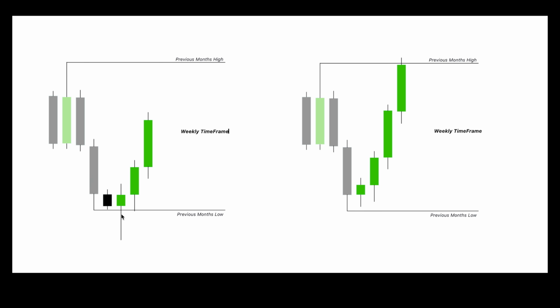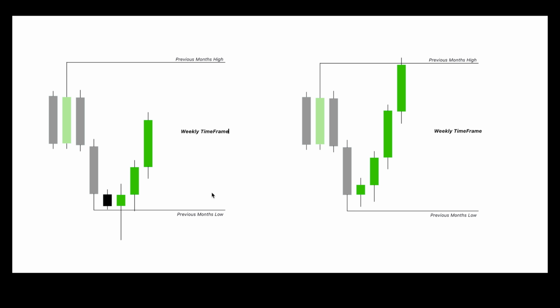Price then swept the previous month's low, formed a reversal candle, and then moved back into the range. And then on the right-hand side, the second example, we have the range again from the previous month's high to the previous month's low. This example, however, didn't form a reversal and didn't sweep the previous month's low. Price just rallied to the upside and targeted the previous month's high.